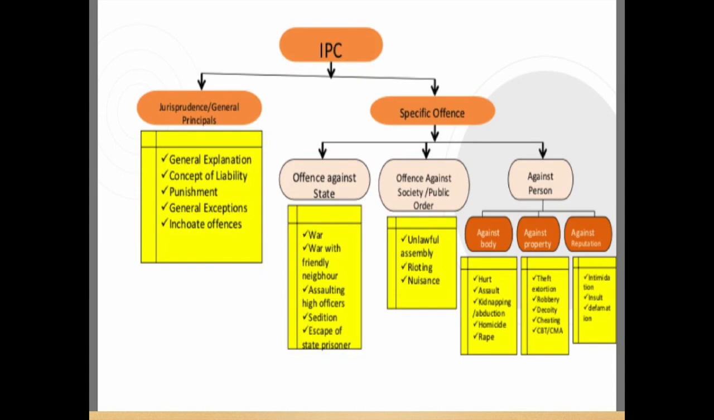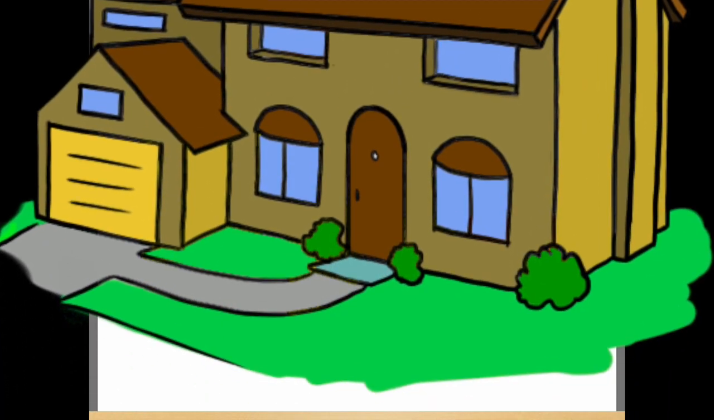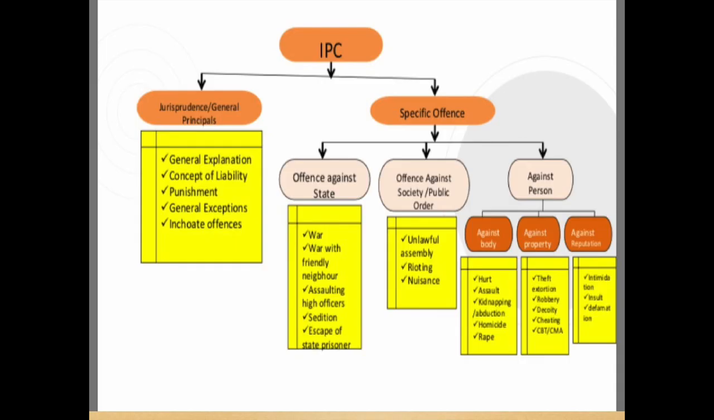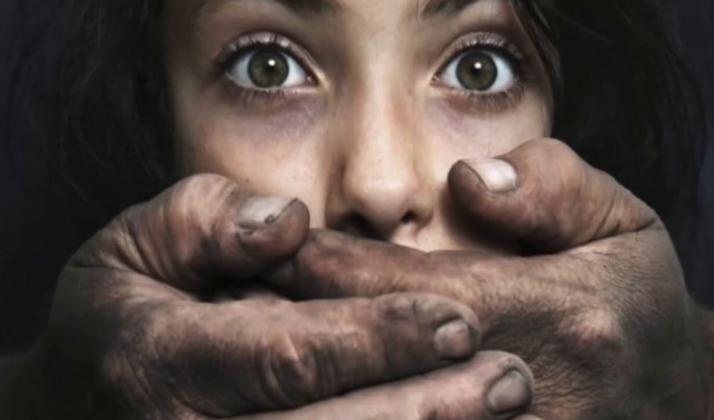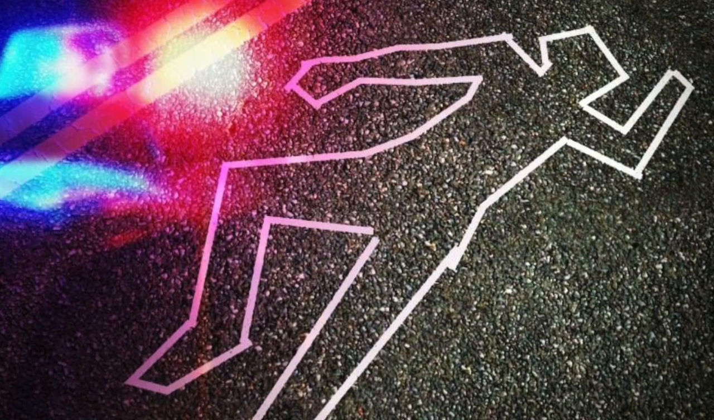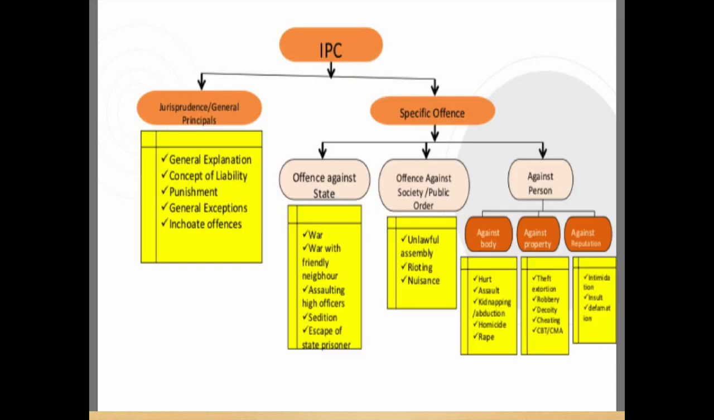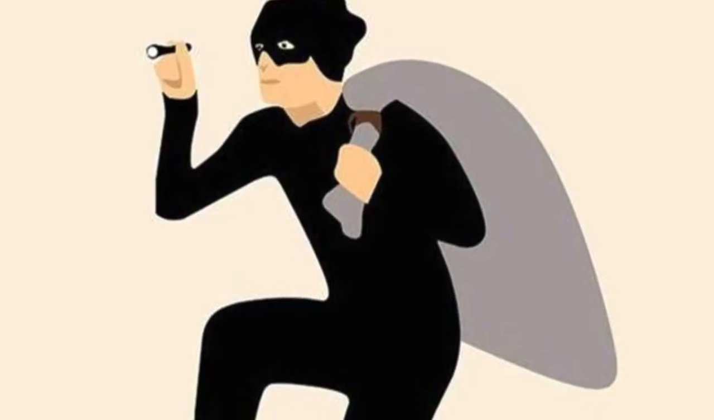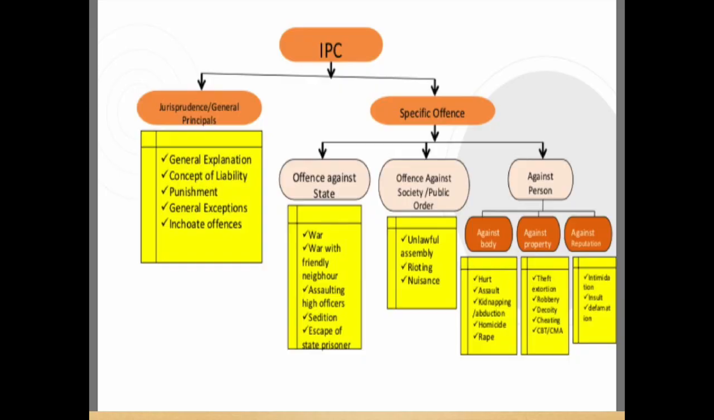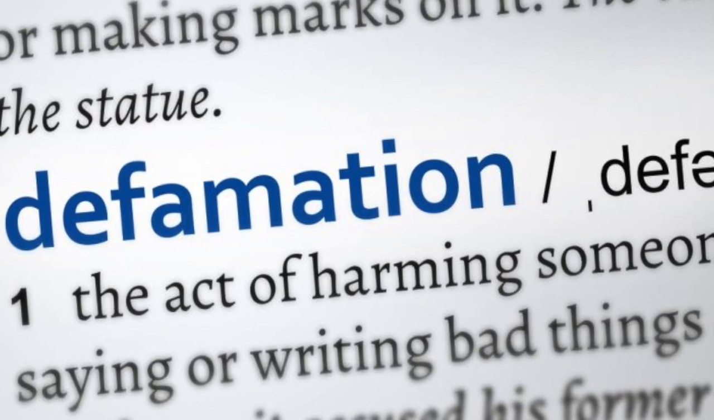Thirdly, there are offences against the person: against the body of a person, against property, against reputation. The crimes against the body are, for example, hurt, assault, kidnapping, abduction, homicide, rape. The offences against property are theft, extortion, robbery, dacoity, cheating, etc. There are some crimes which are against the reputation of a person, for example, intimidation, insult or defamation.